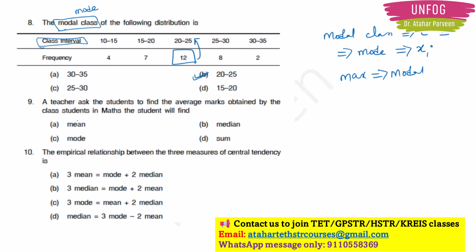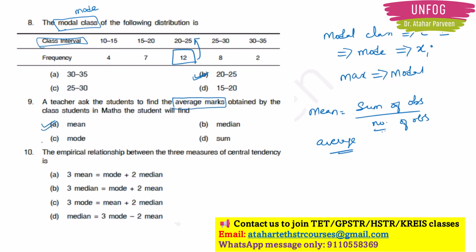Okay. Next, question number 9. A teacher asked the students to find the average marks obtained by the class students in maths. What will the student find: mean, mode, median or sum? Of course he will find the mean, because mean is the sum of the observations divided by the number of observations. It is nothing but calculating the average. That average only the teacher is asking the students to find, right? So mean will be the right answer for this question.